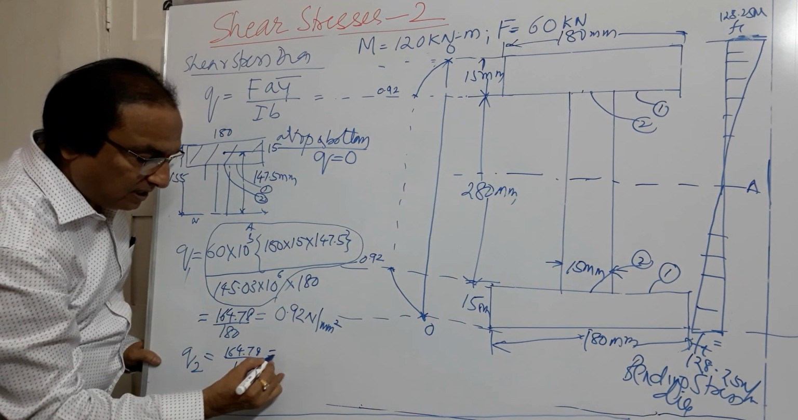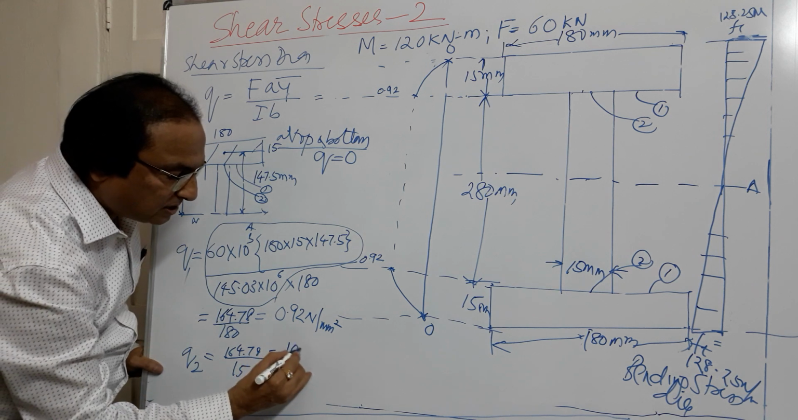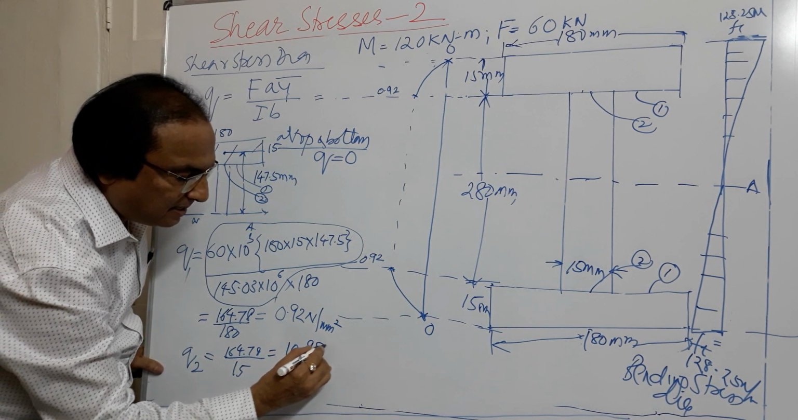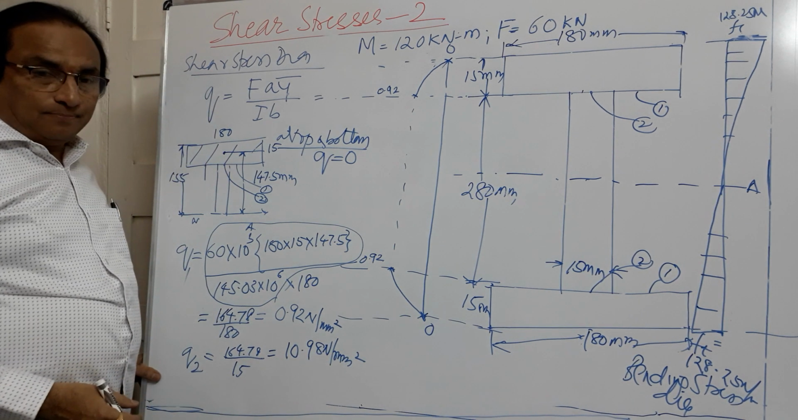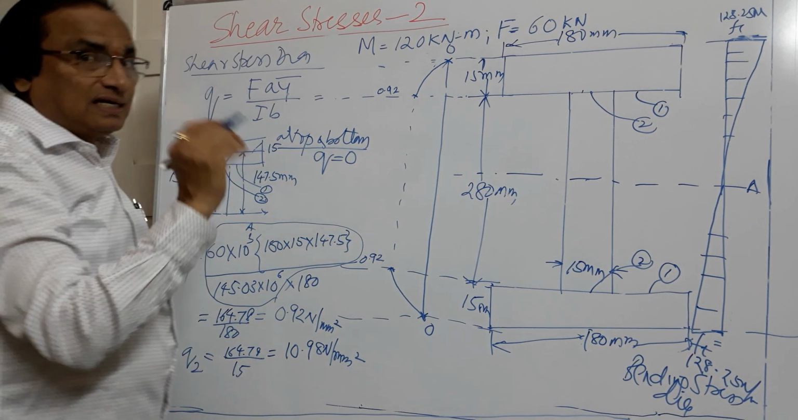So if you simplify this, you get the value of Q as 10.98 Newton per mm square. That is at level 2.